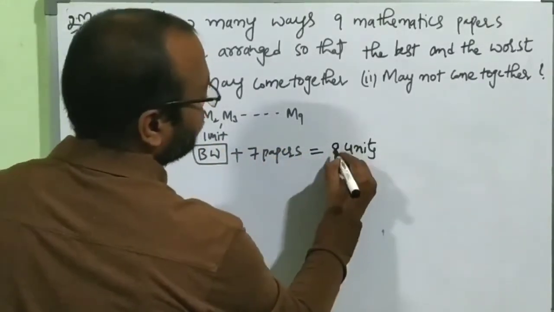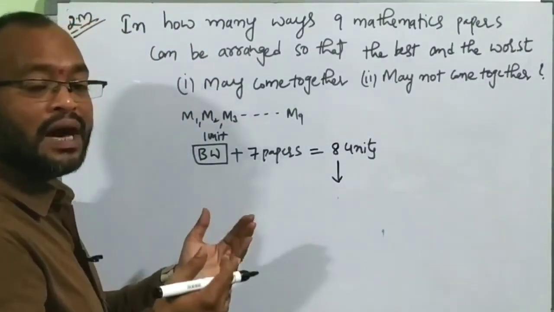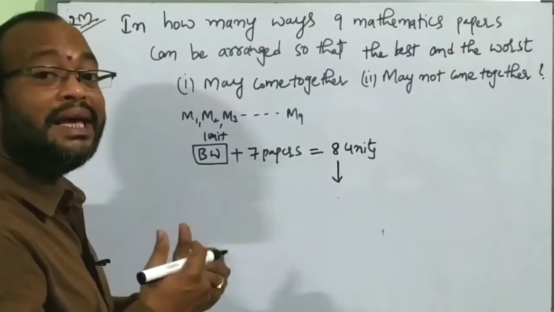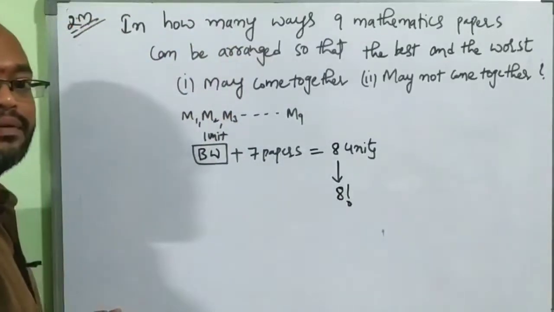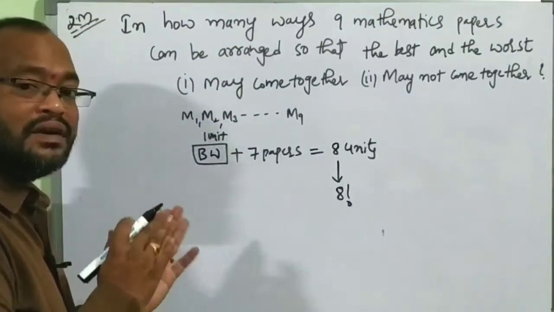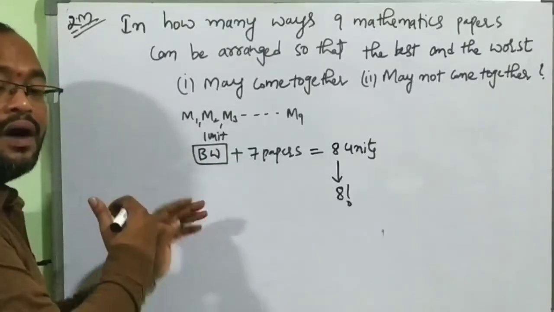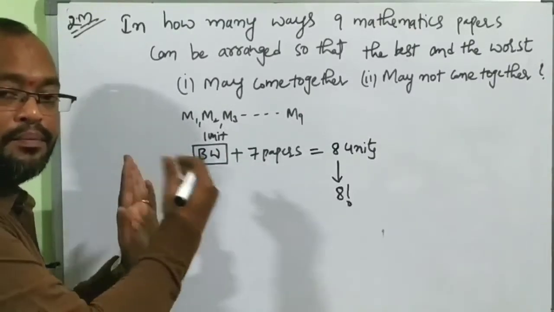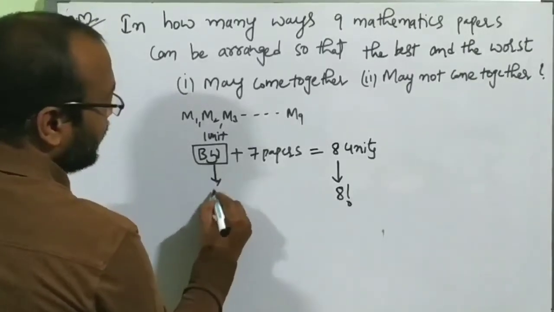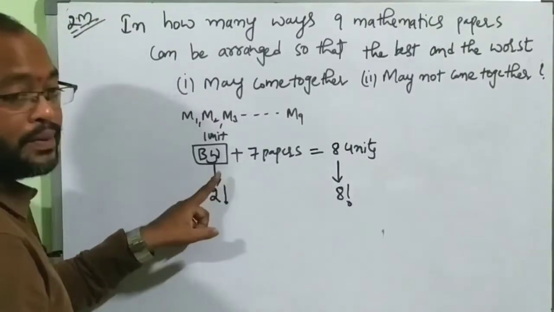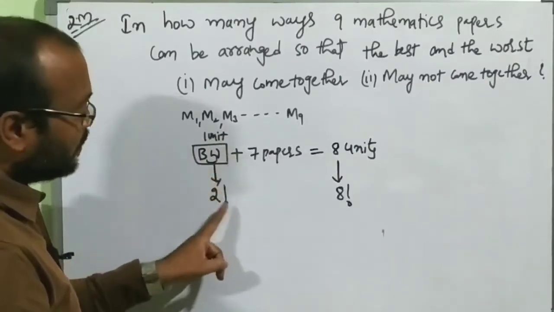Okay, right. If no condition is there, 8 papers can be arranged in 8P8 ways, that is nothing but 8 factorial ways. But what he says here is that the best and the worst come together, in the sense that maybe best after worst or worst after best, maybe BW or WB. So we can arrange these 2 again in 2 factorial ways. These 2 papers, best afterwards worst, worst afterwards best. So that's why 2 factorial.